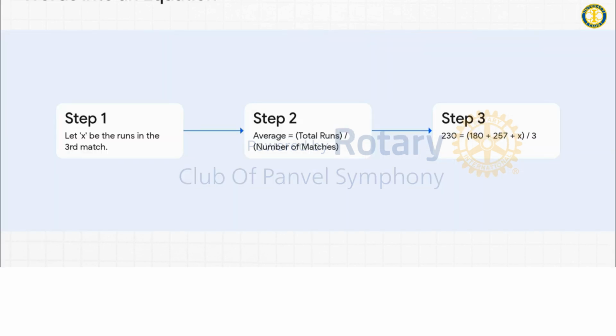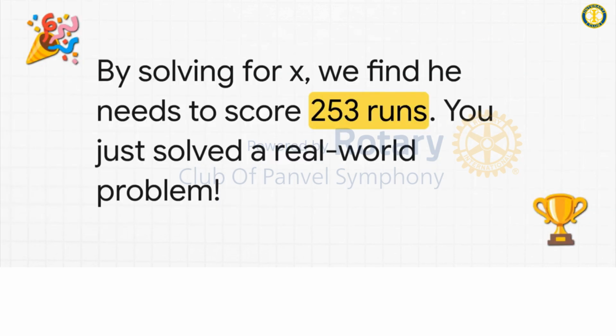The first skill here is just turning the words into math. The thing we don't know, the runs in that third match, that's our mystery number, so let's call it x. We know that an average is just the total runs divided by the number of matches. So we just plug in all the numbers we do know, and boom, we've built ourselves an equation. And once you have that equation, you just use the same golden rule of balance we've been using all along. You multiply both sides by 3, you subtract the other scores, and you solve for x. And the answer? He needs to score 253 runs. And just like that, you used a little algebra to solve a totally practical, real-world problem.